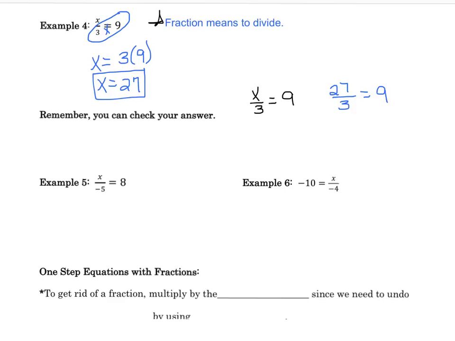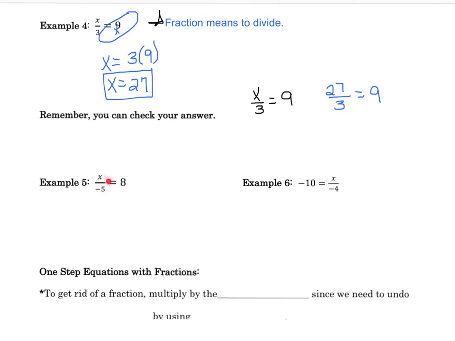Let's look at example 5. x over negative 5 equals 8. Again, this is division. We see a fraction, we're dividing. We're going to undo it by multiplying. So now let's circle our numbers, negative 5 and 8. And now we're going to multiply those two numbers. So we know that x equals negative 5 times 8. Negative times a positive is a negative, and 5 times 8 is 40. So x equals negative 40. And that is your answer.